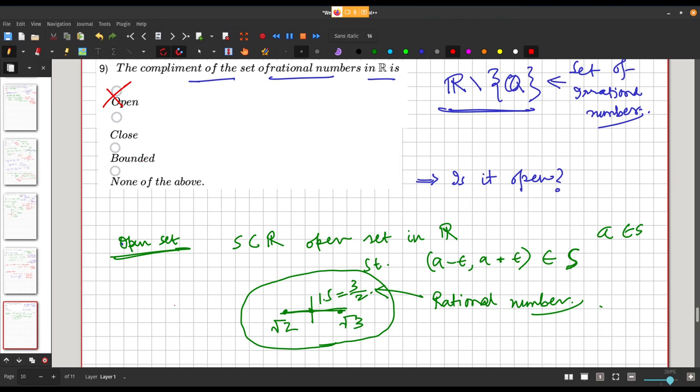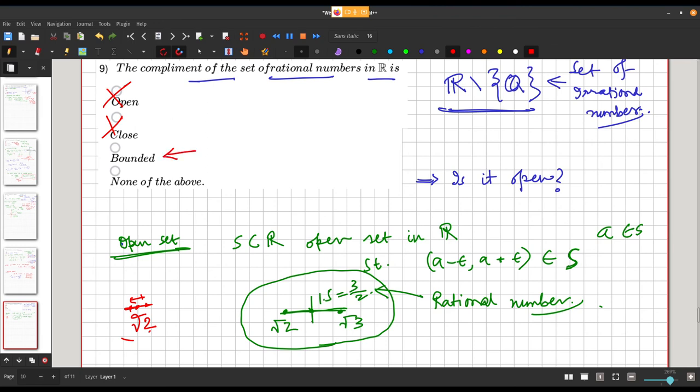So you can take any irrational number and a small interval around it. And now you have to check whether all the elements in that interval are irrational. You can take any irrational number and see that you will always find a rational number. So this is not an open set. And with that logic, it will also not be a closed set.